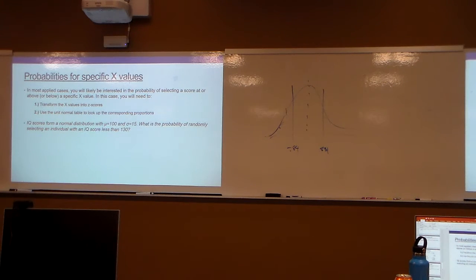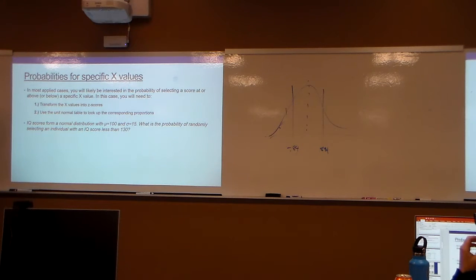So if we say IQ scores, the mean of 100, standard deviation 15, what's the likelihood of randomly selecting an individual with an IQ score less than 130? So what do you think on this one? So what's a Z-score for 130? If the standard deviation is 15 and mean is 100, what does 130 correspond to as a Z-score? Would be about like 1-ish.